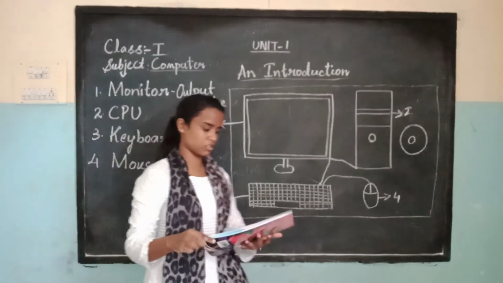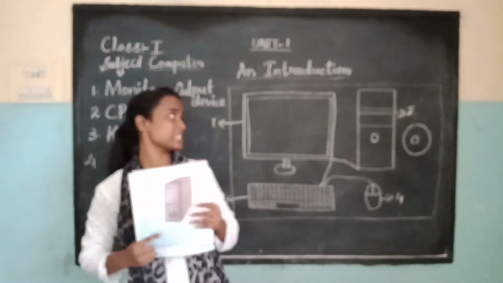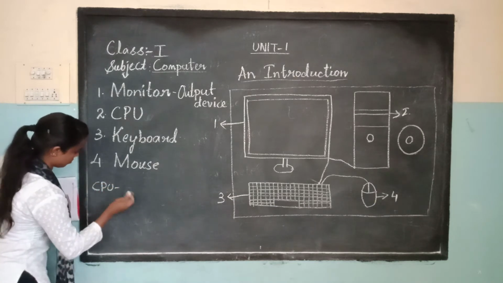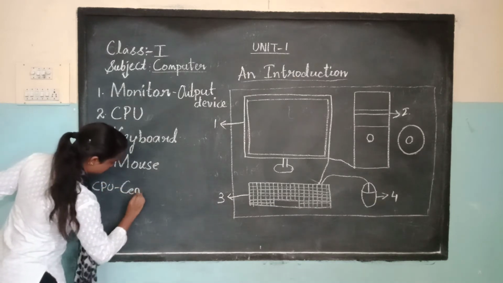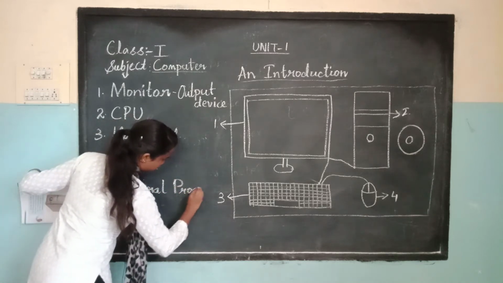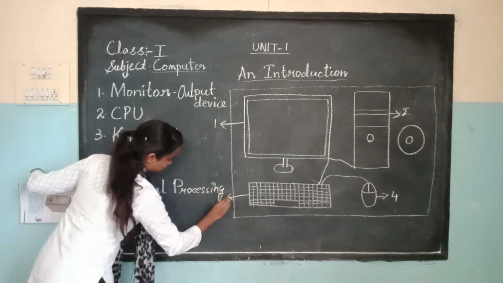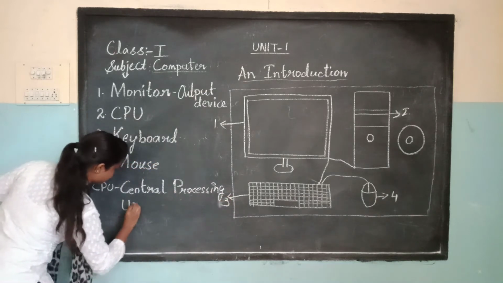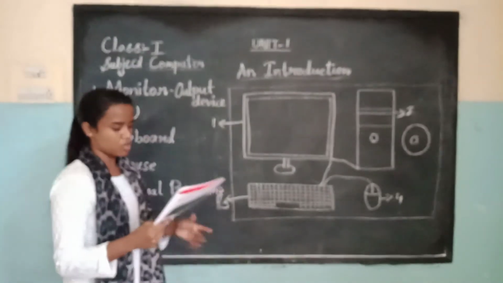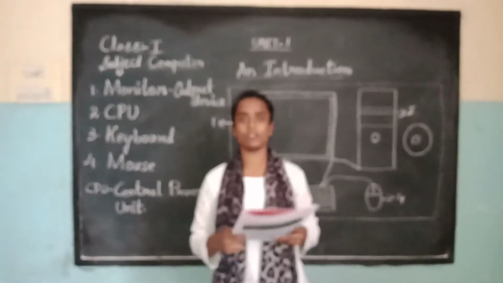So next, it's a CPU. What is the meaning of CPU? Central Processing Unit. CPU means what? Central Processing Unit. So CPU is the main part of the computer. It is called the brain of the computer.